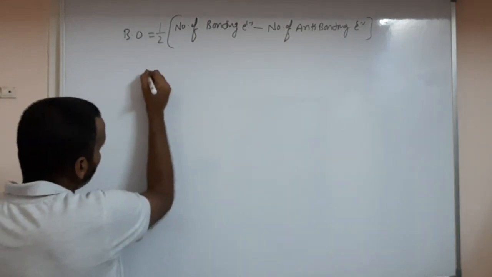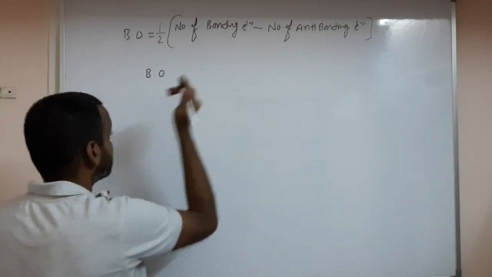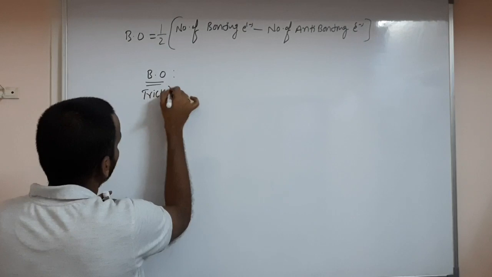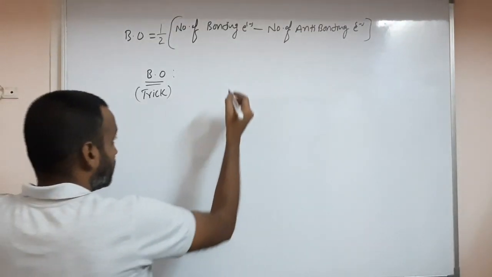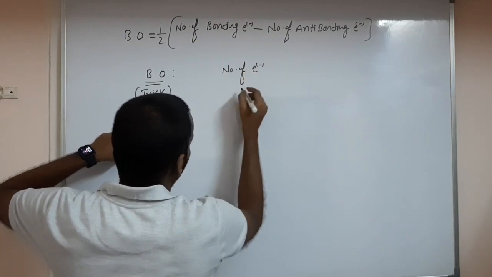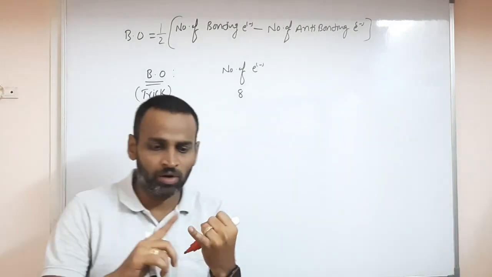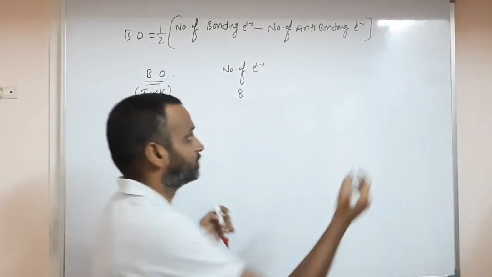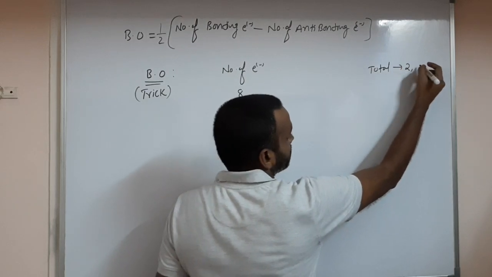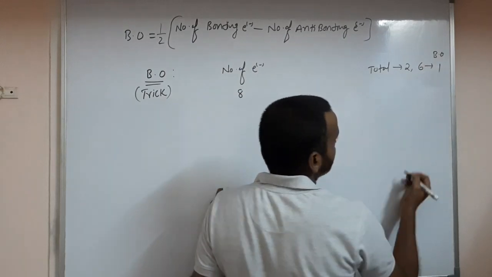In that way you will have bond order. And to find bond order, I told you one shortcut. What is that? The bond order trick. How to remember? So you write down the number of electrons. The number of electrons starts with 8, because remember, in a molecule, 2 electrons are there. Total 2 electrons and 6 electrons, then bond order is 1.